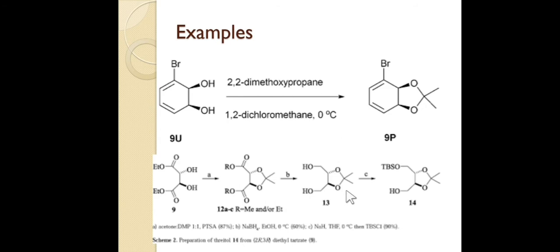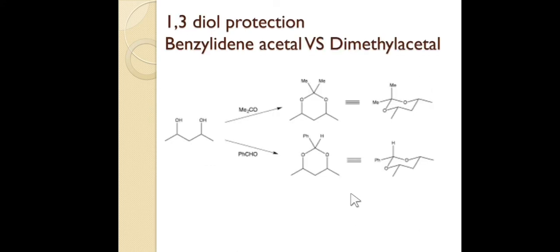Another way for the protection of 1,2 and 1,3 diols is the formation of benzylidene acetal. So friends, benzylidene acetal is helpful for 1,2 as well as 1,3 diols, but dimethyl acetal is not commonly used for the protection of 1,3 diols, because once we form the dimethyl acetal, there are two methyl groups, one axial and the other equatorial. In case of 1,3 diols, it is forming a 6-membered ring. This is a chair-like structure.